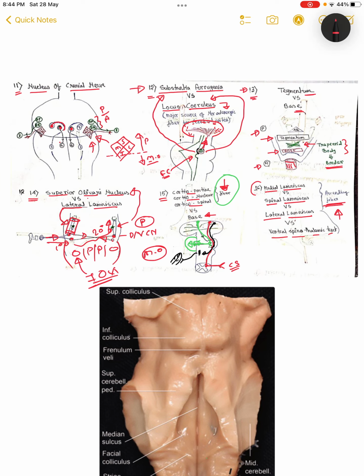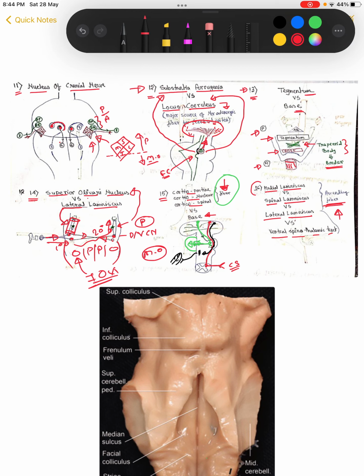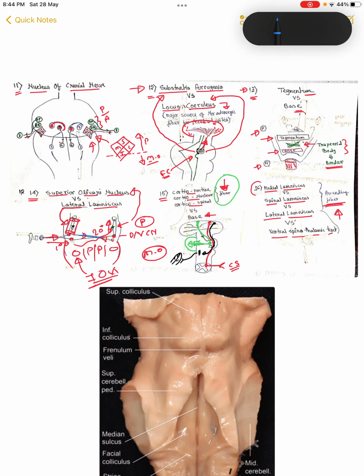I just remembered I forgot to tell you guys about the trapezoid body here. So just focus on 14. In 14 you see these cross sections, the fibers are crossing like this, and this cross section is known as our trapezoid body. Clear? Even though I have discussed it already in the Pons video.